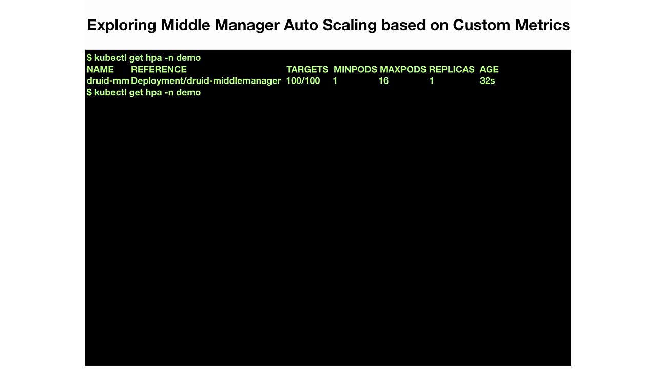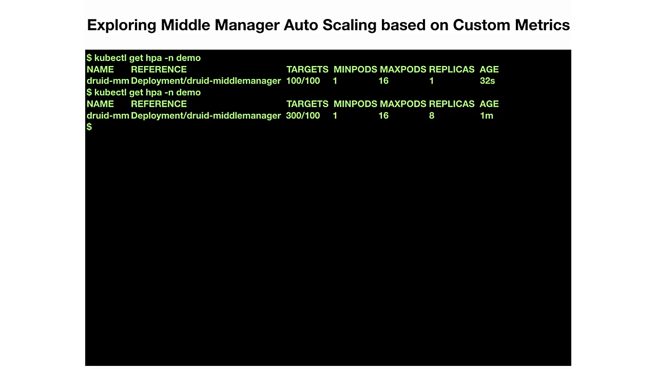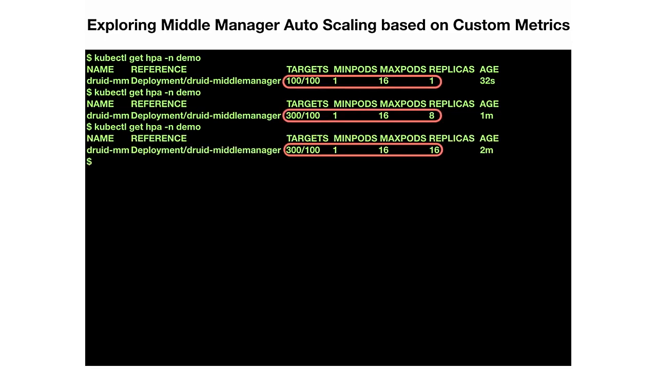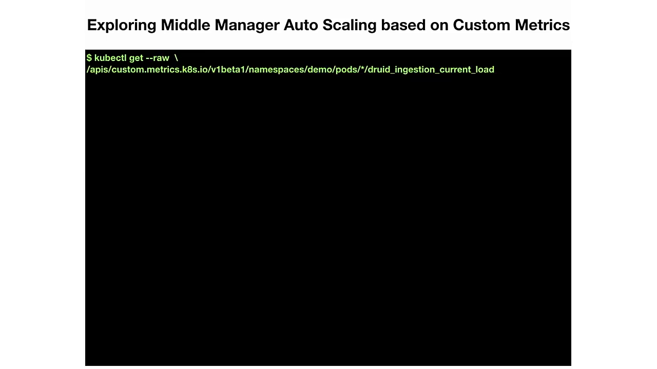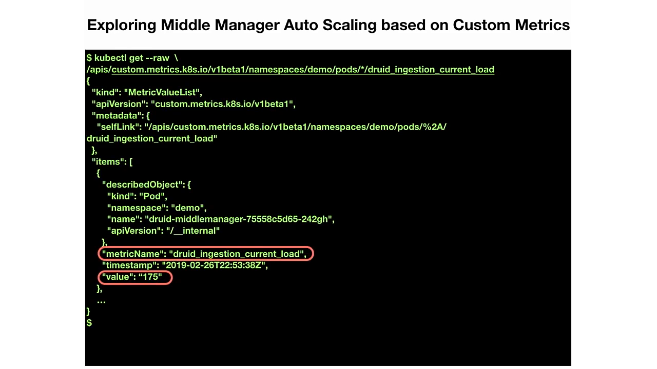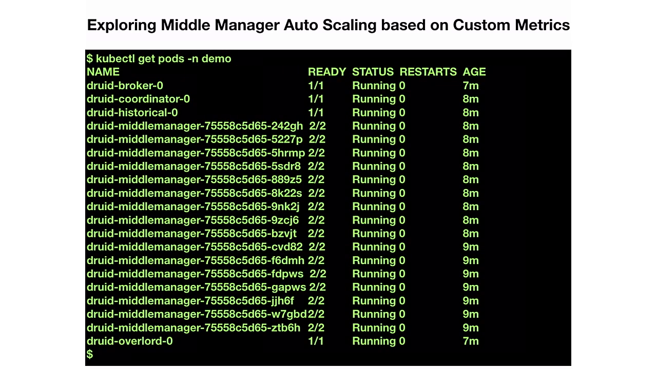Now new tasks are incoming in the background. We realize that the target column changes and the replicas increase from 1 to 8. Check HPA state again. Finally, the number of replicas reaches max pod. Let's send a query to Kubernetes to get the current load. Kubernetes API server returns the value. The number of middle manager pods is 16.